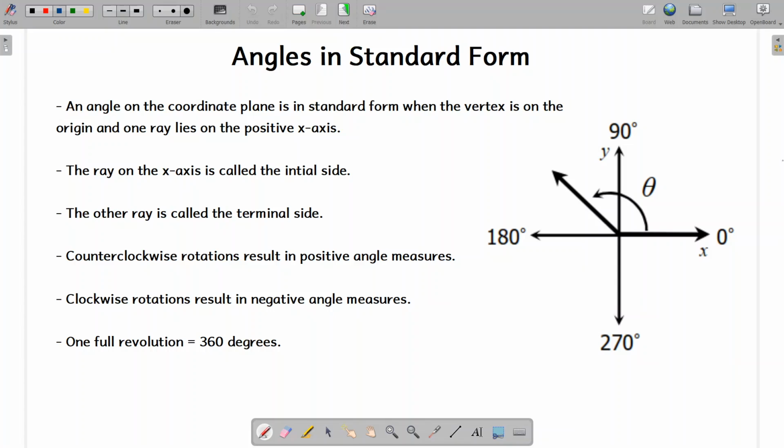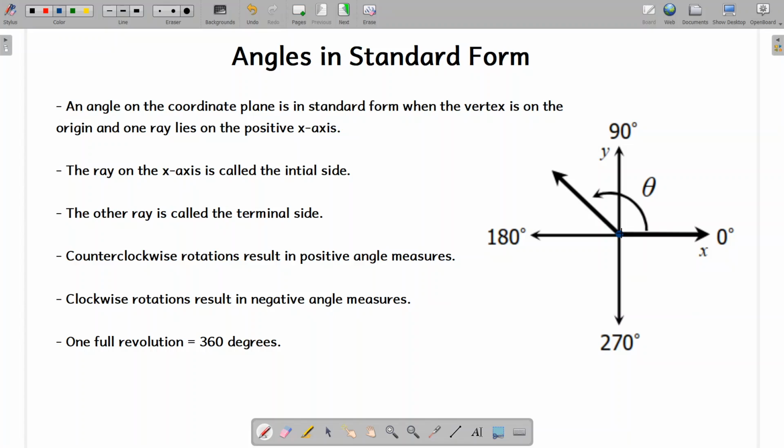Hey guys, this video is going to talk about angles in standard form. So this is the second video in our unit 12. What we're going to be talking about is looking at angles on a coordinate plane here. Any angle on the coordinate plane is in standard form when the vertex of the angle is on the origin. So here would be the vertex right there.